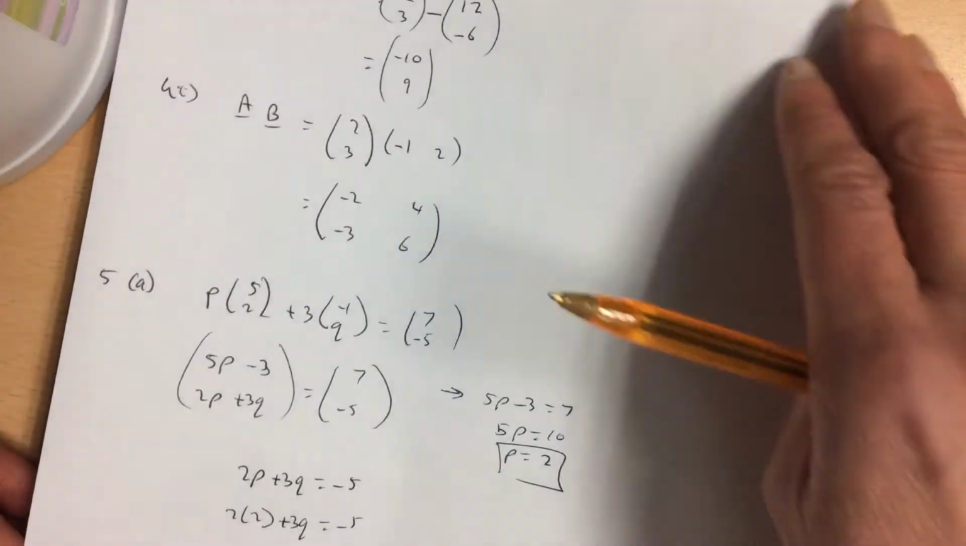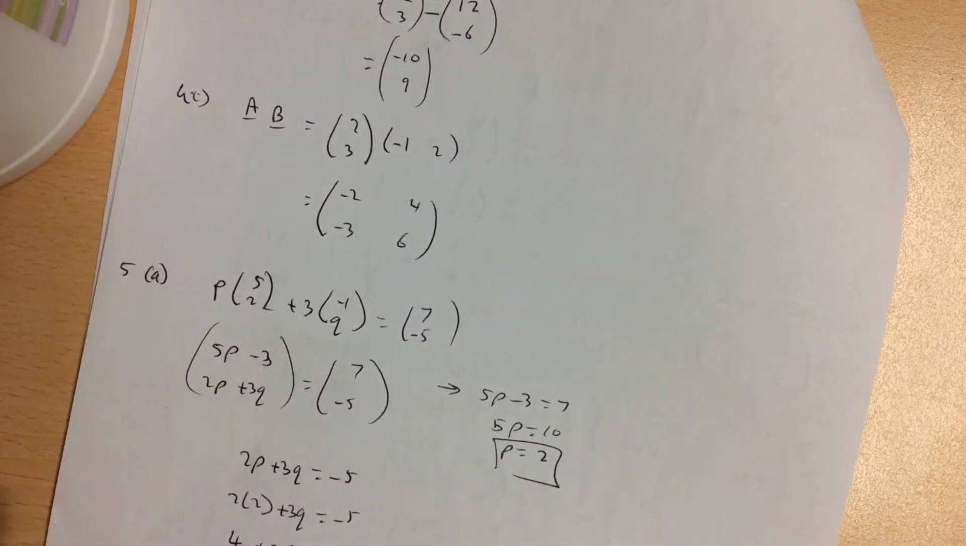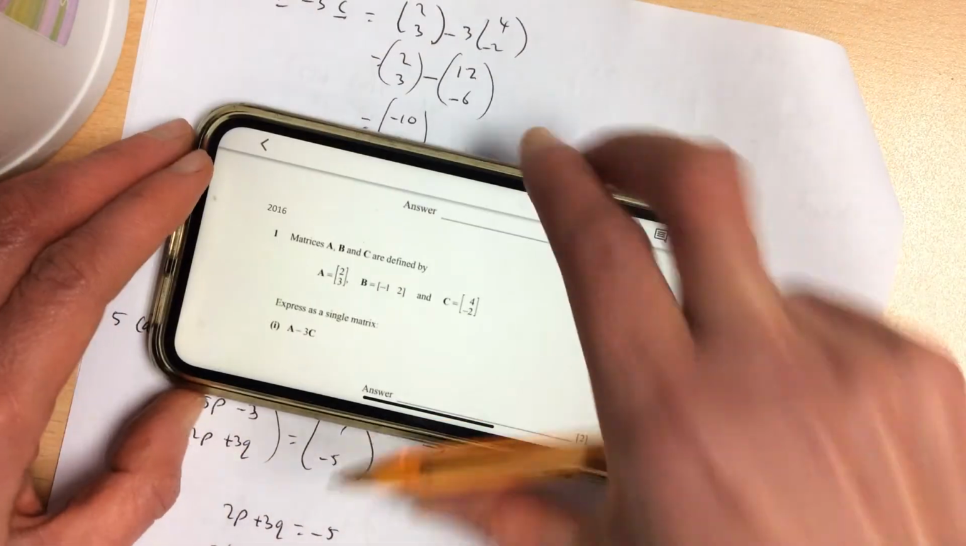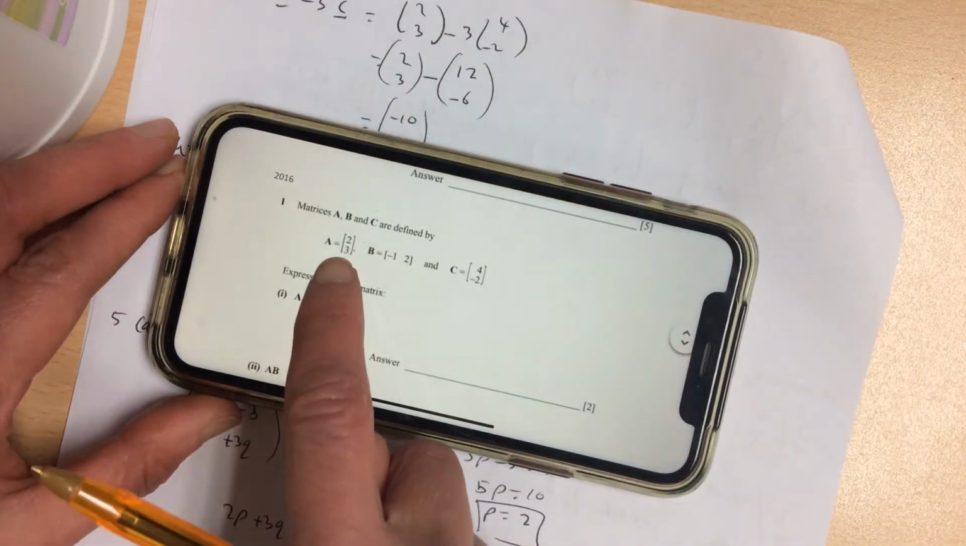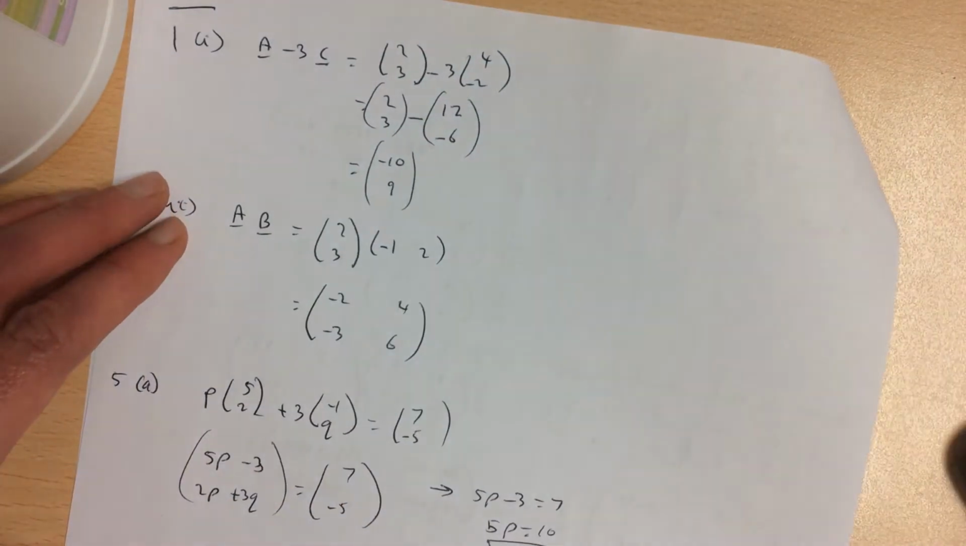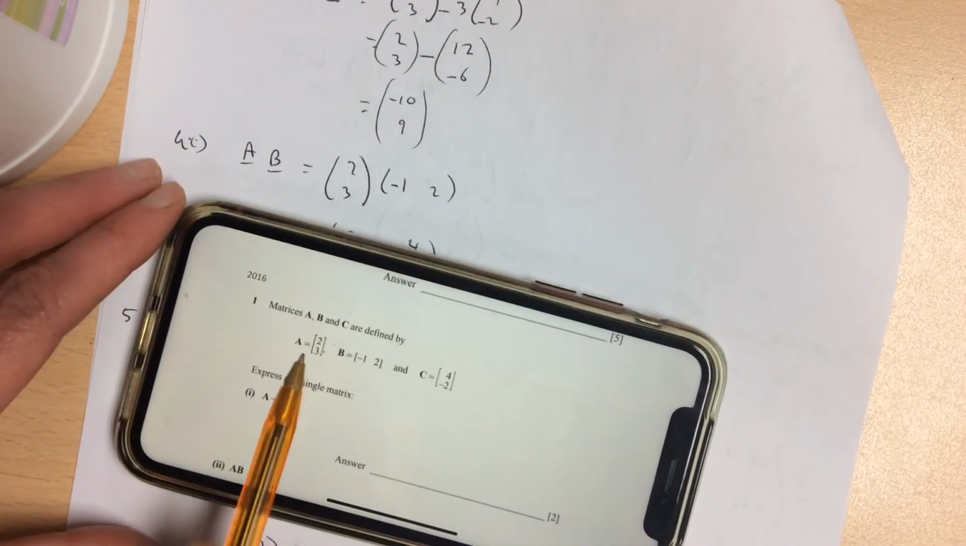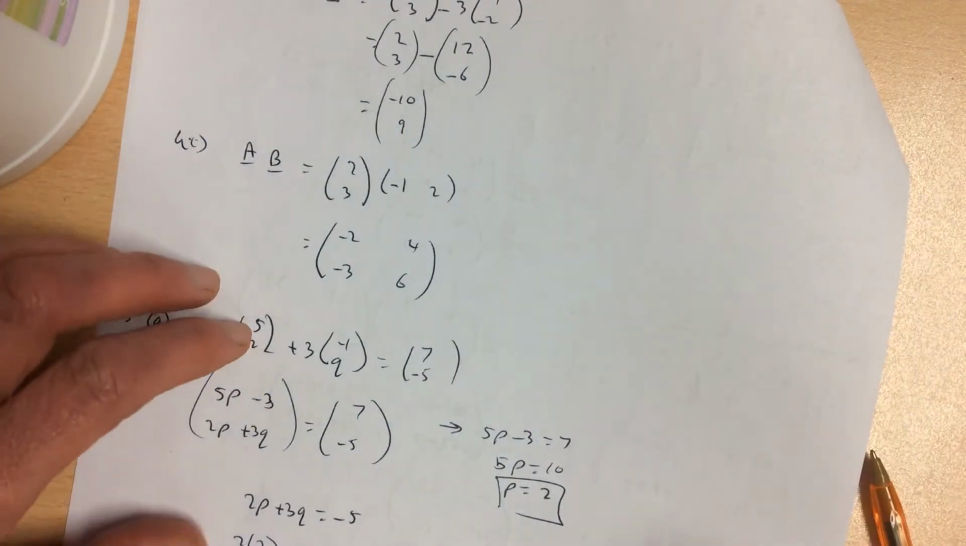Next paper we're going to look at is 2016, if I can find it. So it's A minus 3C. So put in what you know, A minus 3C, and just work that out. The next wee one is A times B. So put in what you know, your A and your B. Now this one's more tricky.